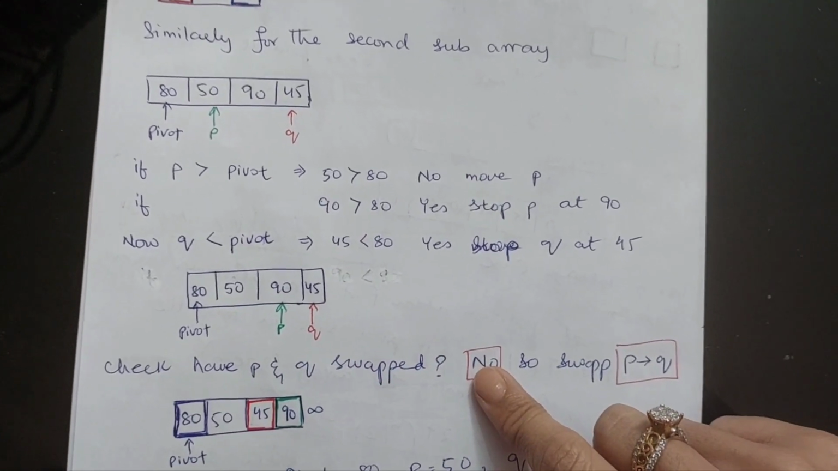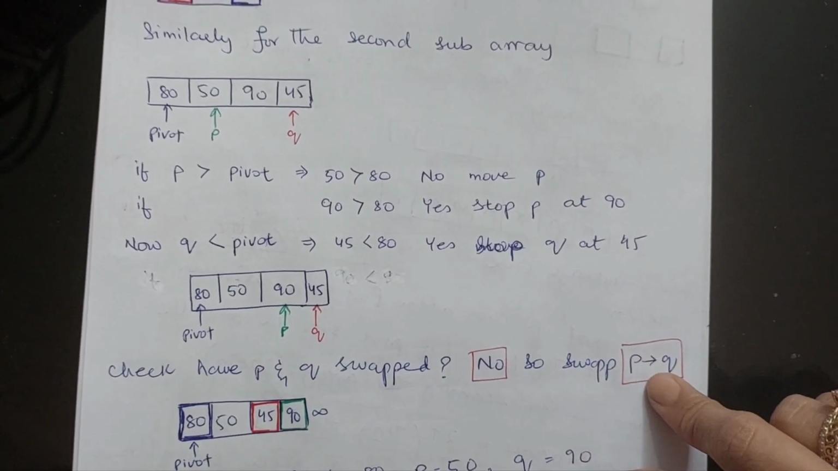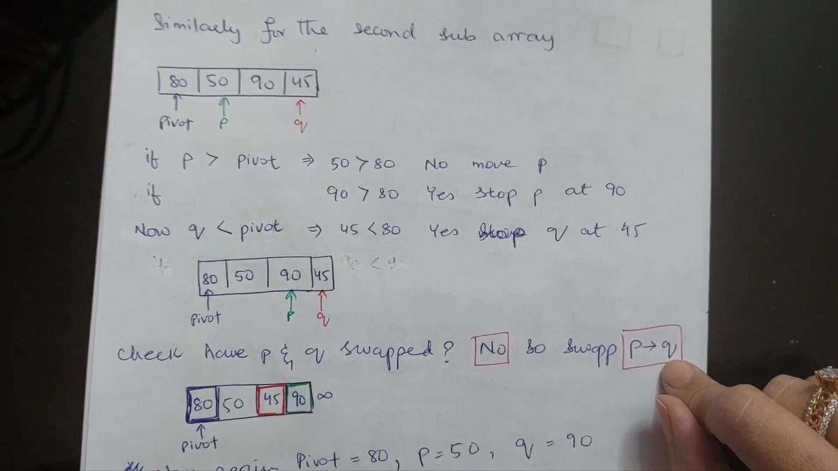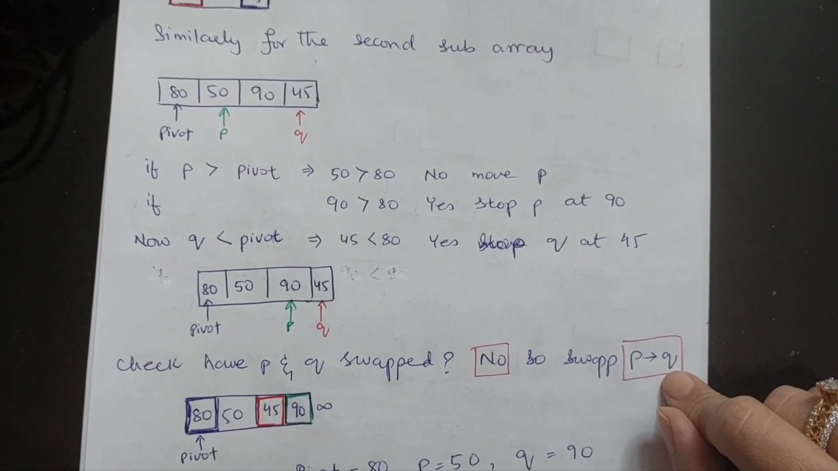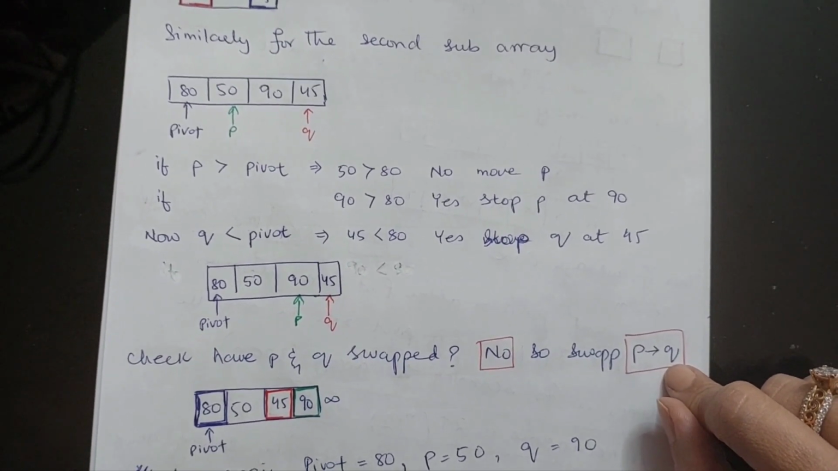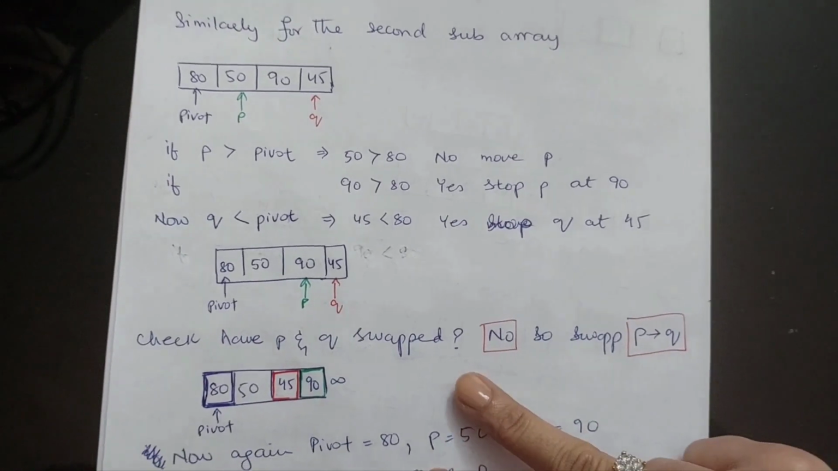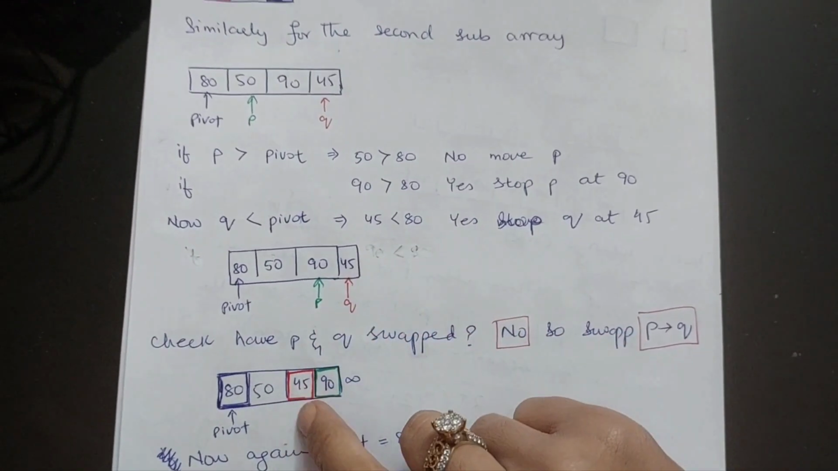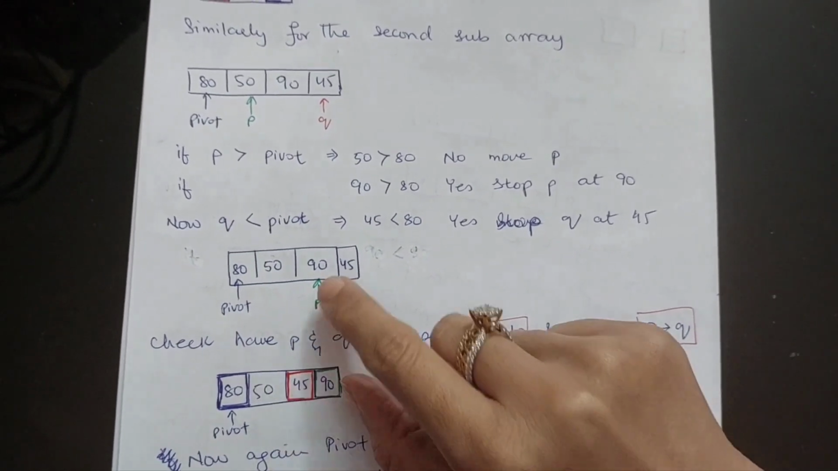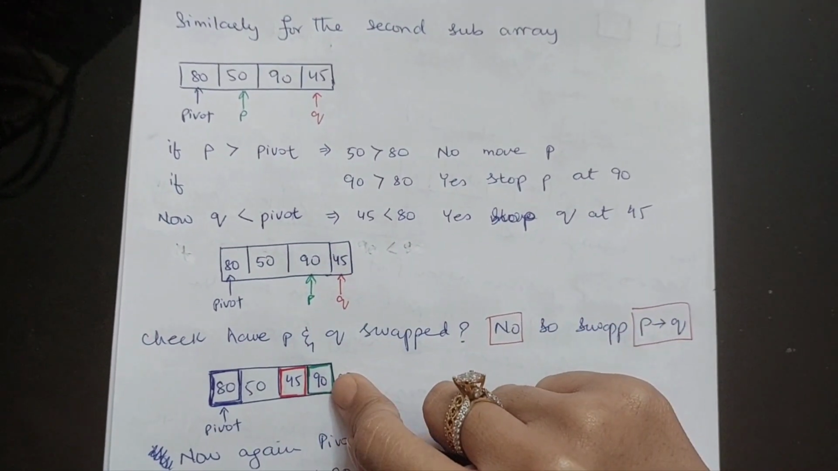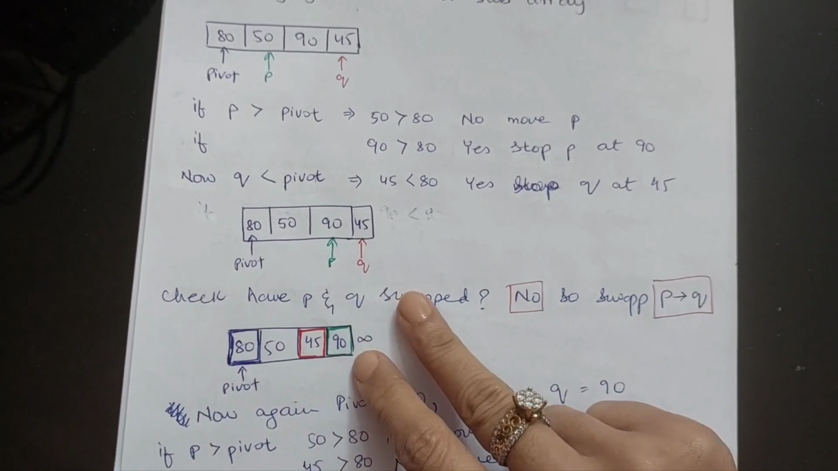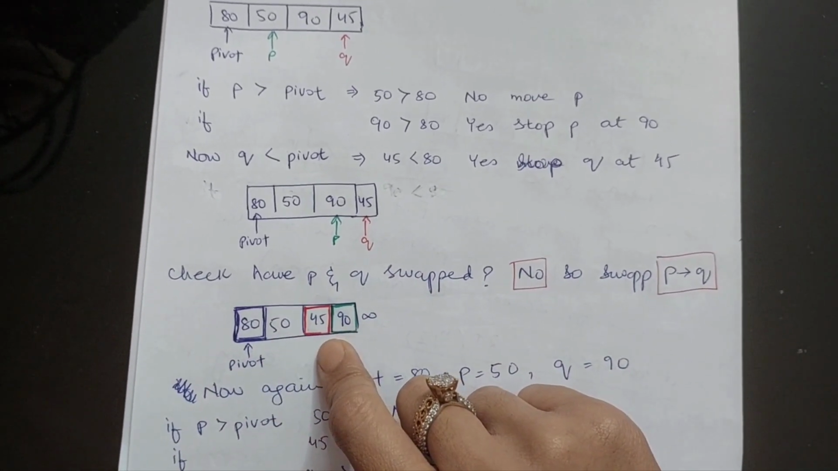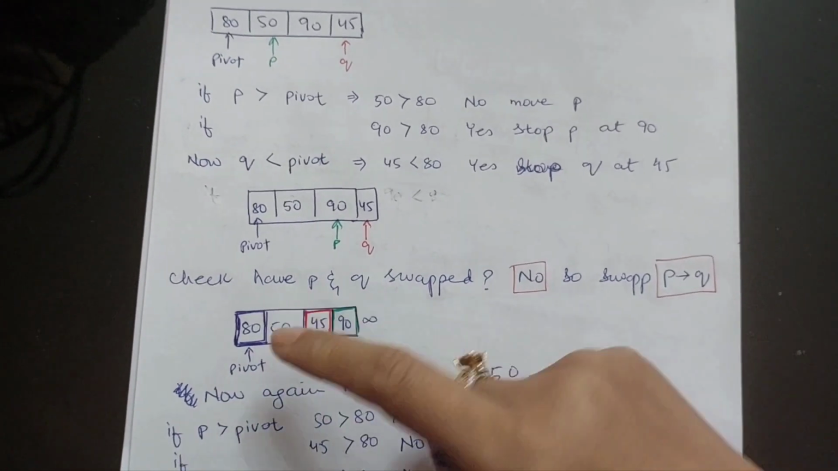So in this case, when they do not cross, we swap P with Q, not pivot with Q. So this is the difference. In the case of crossing, you swap pivot with Q, and in the case of no crossing, you swap P with Q. So now this Q has been placed here on the location of P, and this P has been placed here on the location of Q. If you look at this smaller array, you can see that it is still not sorted out. So let's do another iteration.